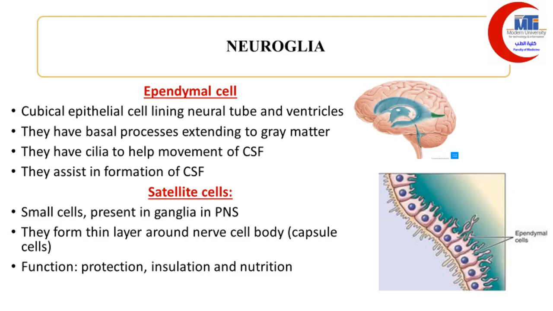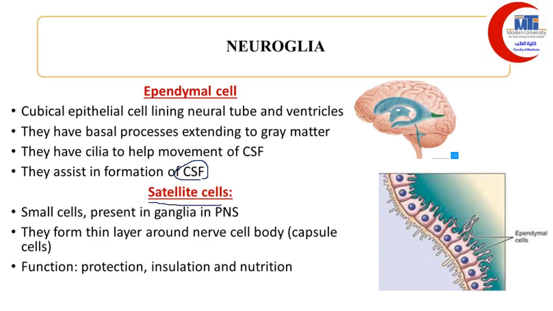and have this process in its base. It lines the ventricles of the brain. These are the ventricles present in our brain. A mesenchymal cell lines these ventricles. They assist in the formation of the cerebrospinal fluid.